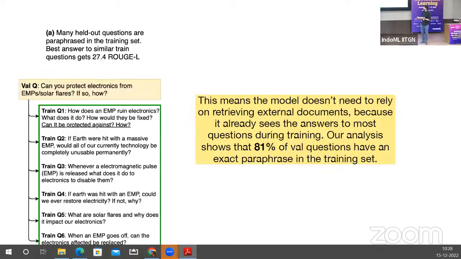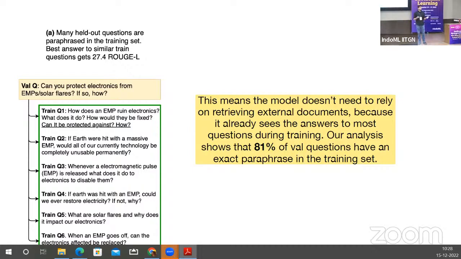So it turns out that there are several issues with this task setup and the evaluations that people have proposed in the past. The first is related to the dataset. We did an analysis of why retrieval is not useful, and we found that many questions in the test set of this dataset are paraphrased, and they are included in the training set as paraphrases. For example, here, "Can you protect electronics from solar flares or EMPs?" This is a validation set question. We have 6 or so training set questions that are very similar semantically to this question. So you can see how the model doesn't need to retrieve to answer these questions.